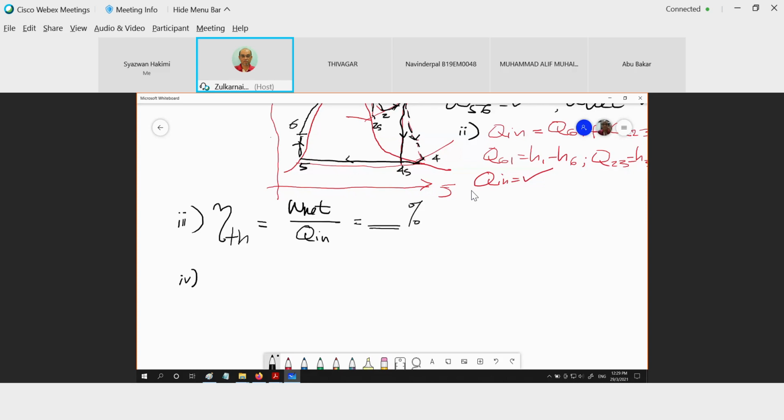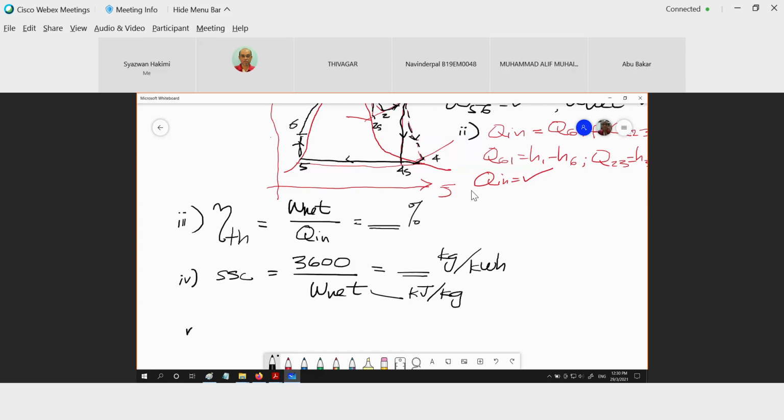Number 4 is the SSC, equal to 3600 divided by W net. And this W net, put in the unit of kilojoule over kilogram, then automatically you are getting it in terms of kilogram over kilowatt hour.